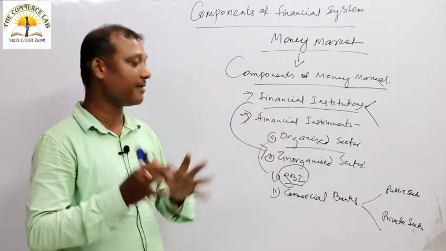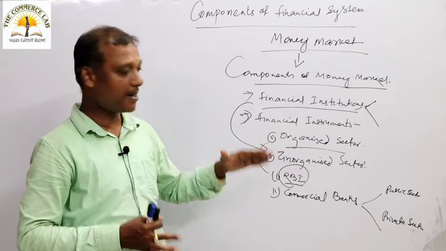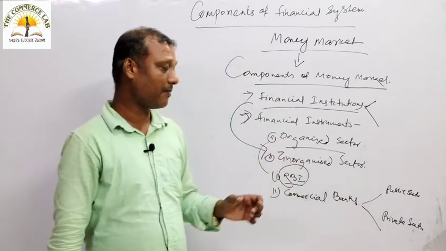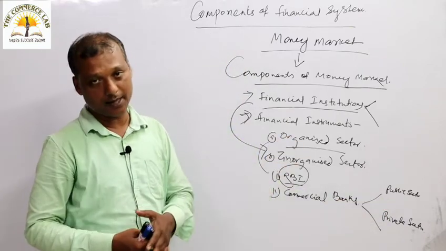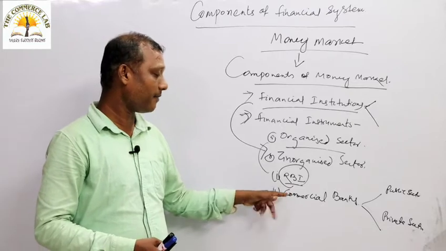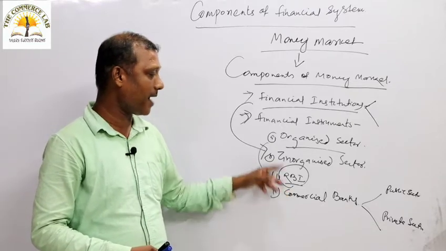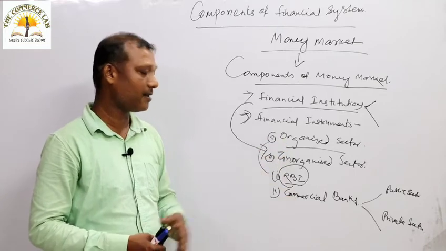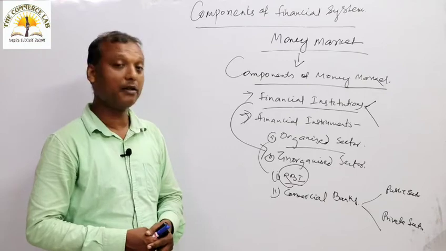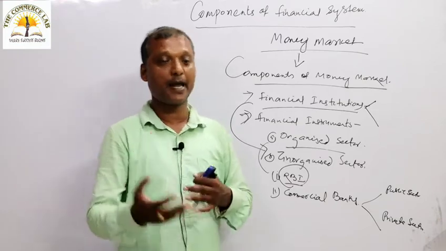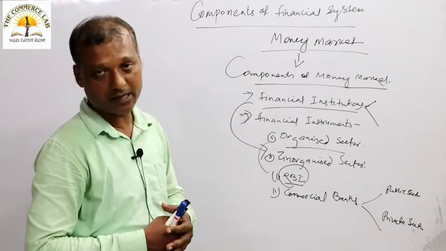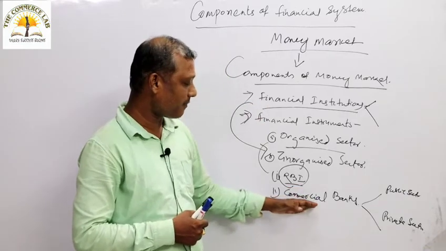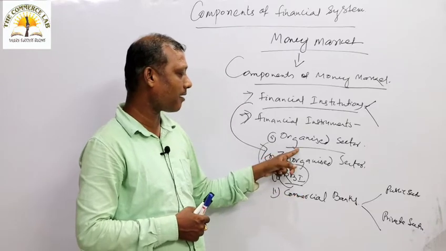I hope you get the concept very clear. Commercial banks are classified under two heads, public sector and private sector. Private sector commercial banks are again classified under domestic and international. They constitute a main part of the organized sector. They play a dominant role in supplying the short-term financial requirements of the people. That is why commercial banks are a main part of the organized sector.